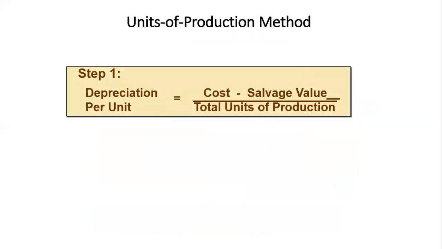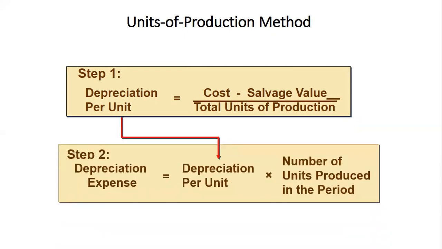Next is units of production method. So here, madali lang din siya actually. Cost minus salvage value over total units of production. Ang kinakalculate mo is the depreciation per unit. And then, you have the depreciation per unit multiplied by the number of units produced in the period. Then the answer will be your depreciation expense.